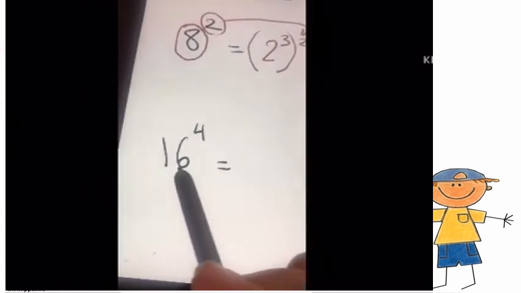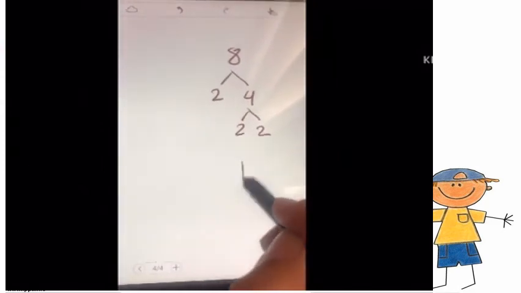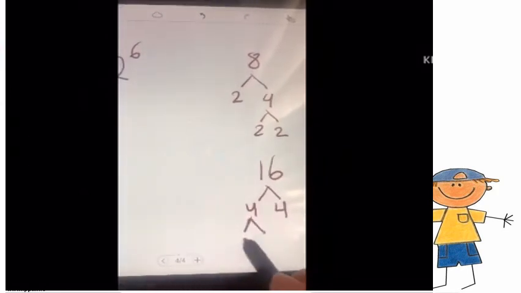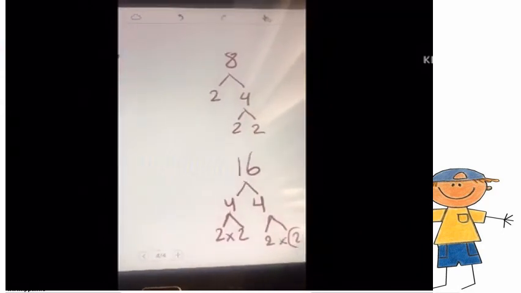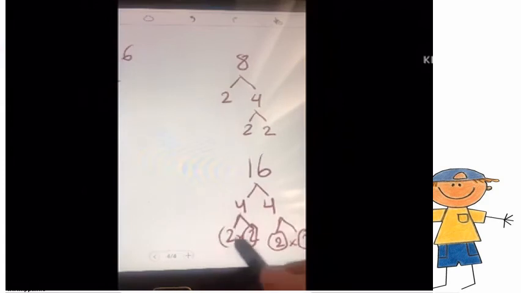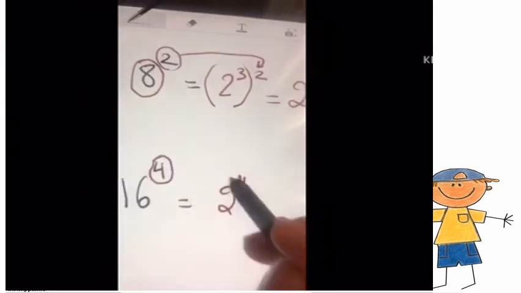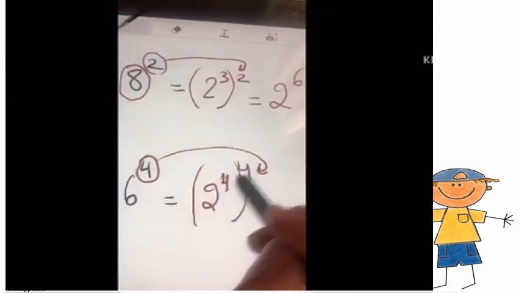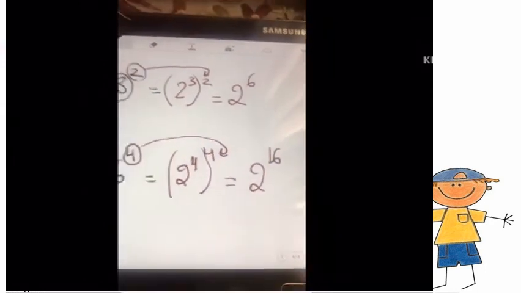Okay, now we have 16. First, let me decompose 16. You can use the tree method. 16 is equal to 4 times 4. And here we have 2 times 2. And here we have 2 times 2. So 16, I can write it as 2 to the power 1, 2, 3, 4. So it's 2 to the power 4. But I still have this exponent. So writing it here and multiply the exponents to give me 2 to the power 16, and now I'm done.